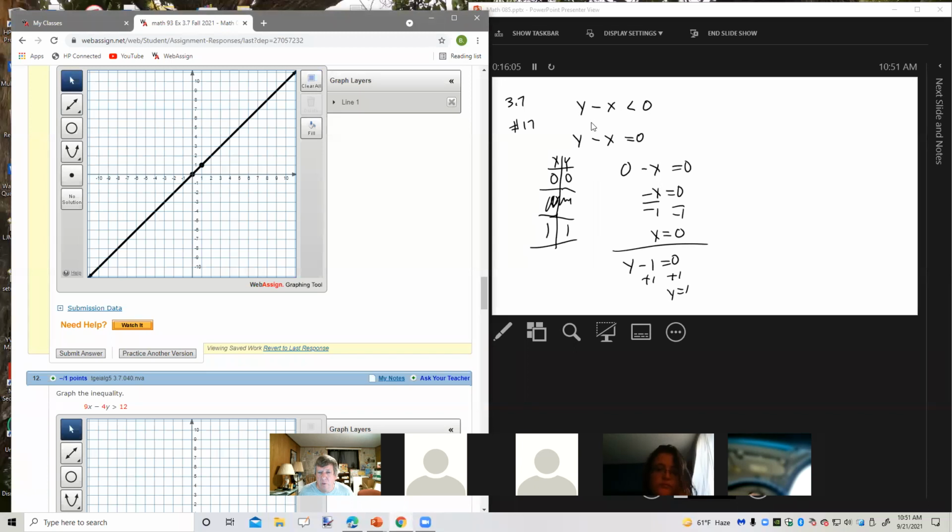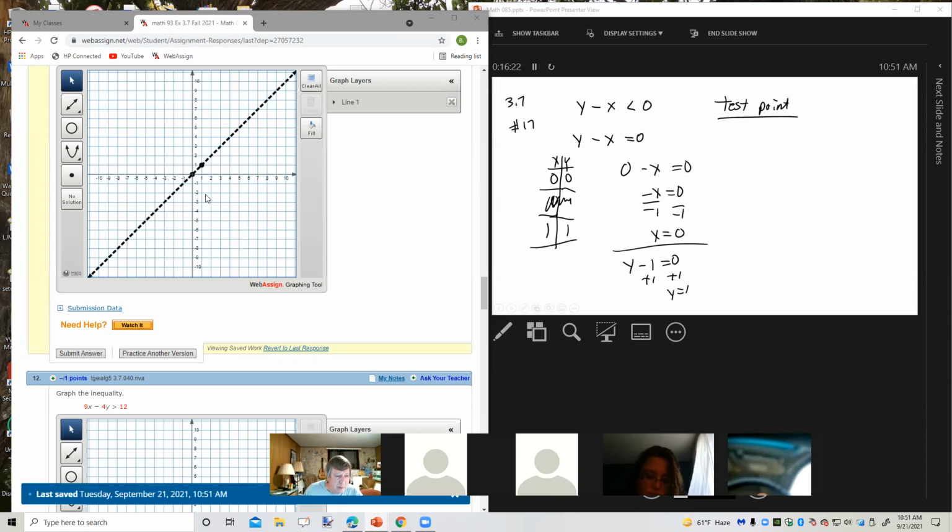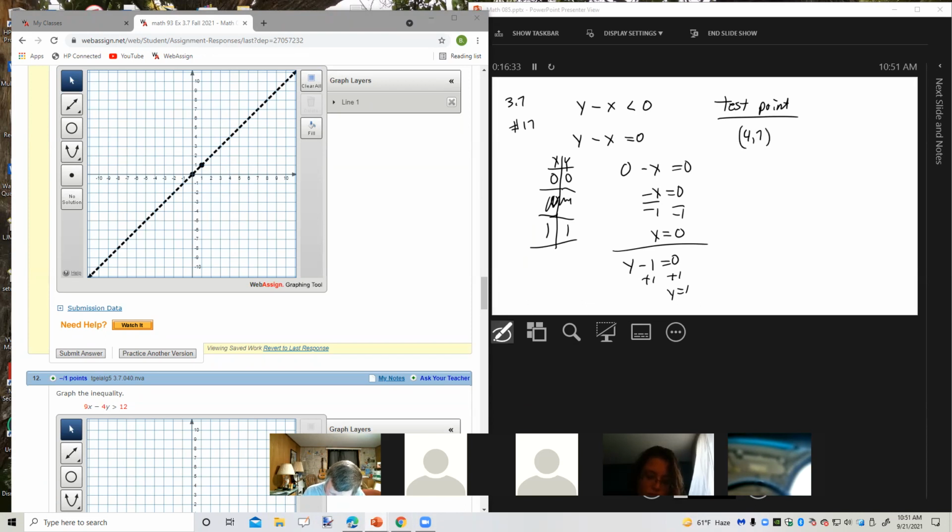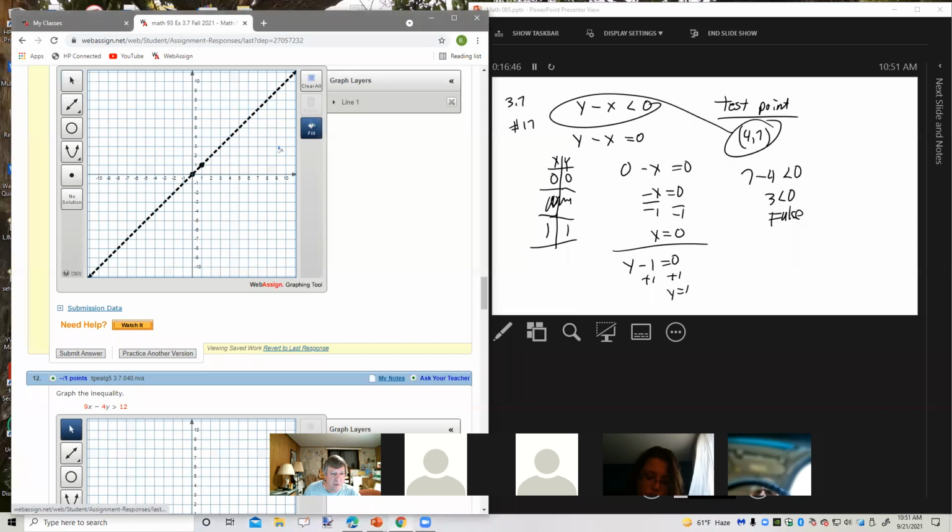Now, our original problem does not have an equal sign included, so we're going to make that line a dashed line. I can't use (0, 0) as a test point because the line goes through (0, 0). So how about we use (4, 7)? That would be up here. We're going to put that in here. 7 minus 4 less than 0, 3 less than 0, that's false. So (4, 7) is not a solution, therefore the solution is on this side, and there's your solution. Questions there?